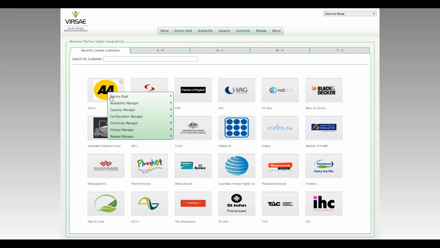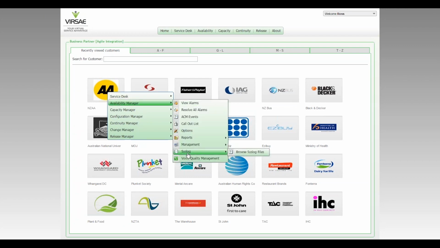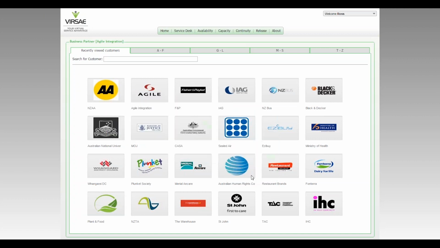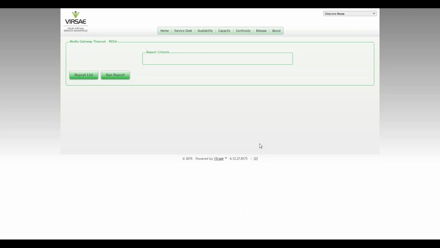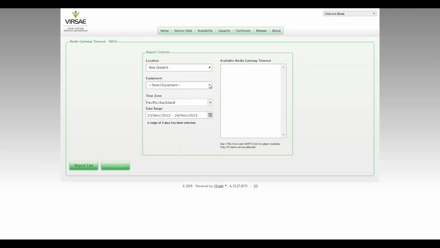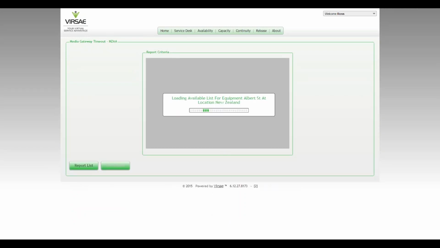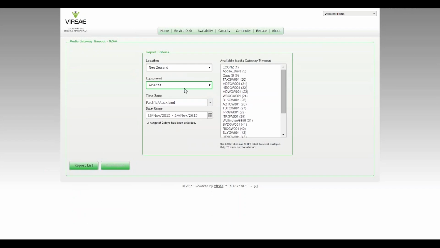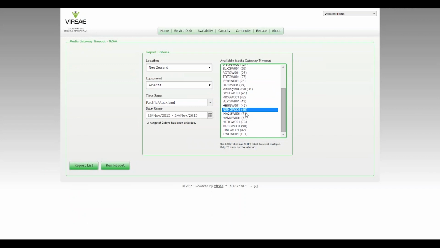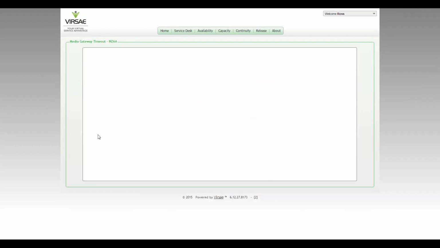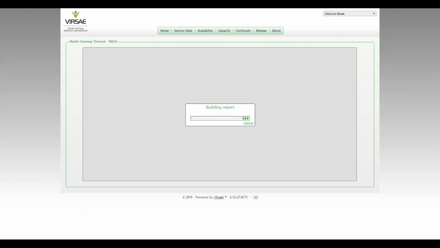If we want to dig a little bit further into that, staying with Availability Manager, in the report section, we'll go into the media gateway timeout report. This is going to show us the scale of the problem and also the timing, so we can see if those 3 media gateways were experiencing issues at the same time. If I go through here and use the control button to select the media gateways of concern. You can use shift if you want to do a whole group, but I'm just using control to pick out the ones that I know had issues.